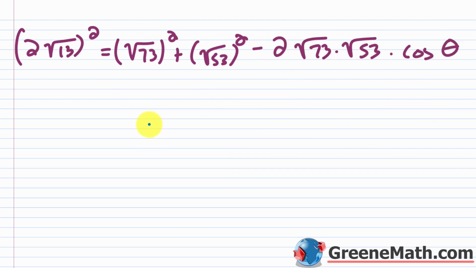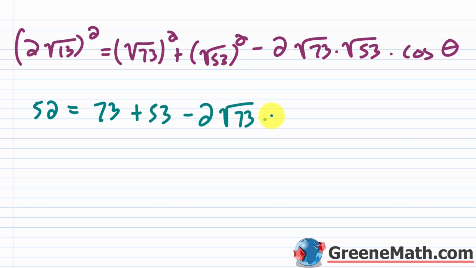So for this one, 2 times square root of 13 being squared, 2 squared is 4, and the square root of 13 being squared is 13. So 4 times 13, that's going to give me 52. And this equals the square root of 73 squared is 73, and then plus the square root of 53 squared is 53. And then minus 2 times the square root of 73 times the square root of 53 times the cosine of theta. So you want to solve this for the cosine of theta.